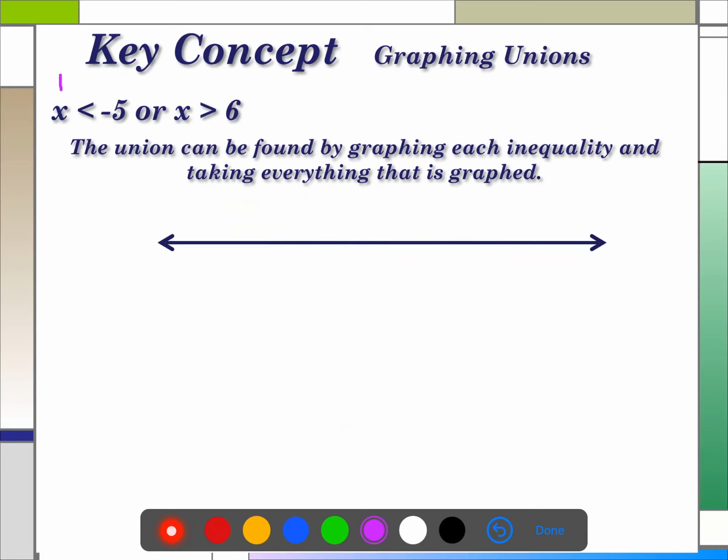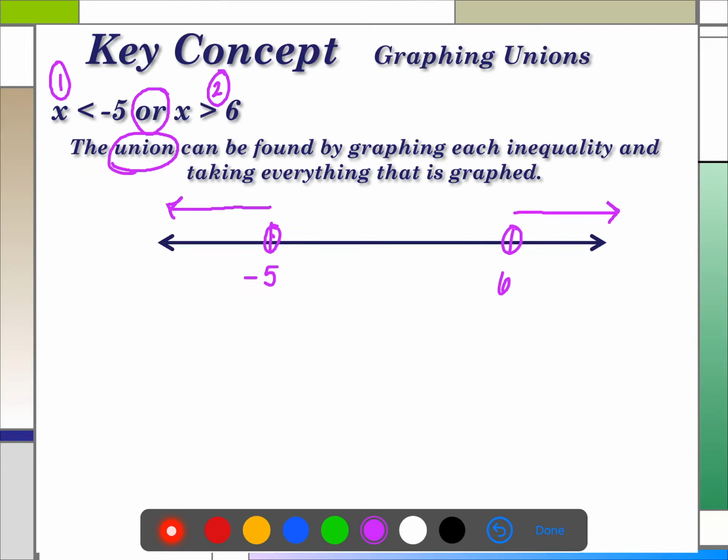Let's see how we graph a union. So again, here are two problems. Okay, and there's a keyword of "or," so that's how I know that it's a union. Okay, so I'm going to put these on my number line in numerical order. Okay, use my appropriate circles. So less than -5 is going to go to the left, and greater than 6 goes to the right.